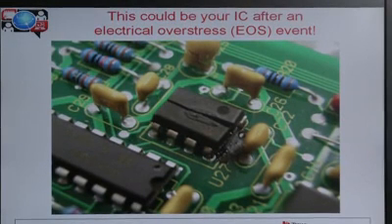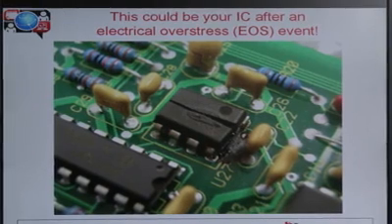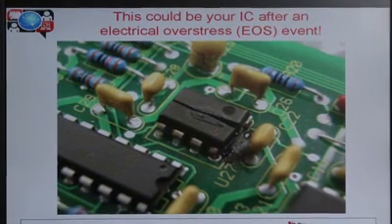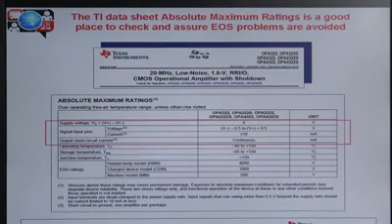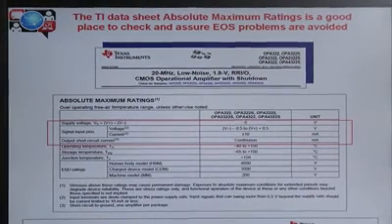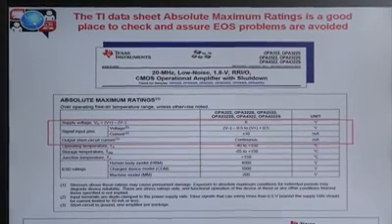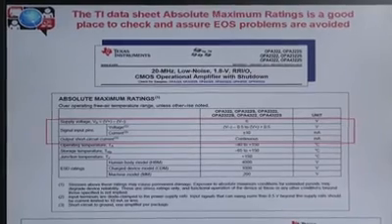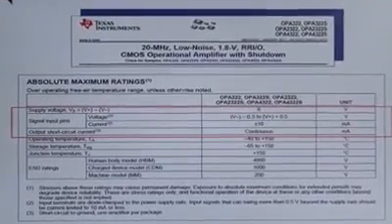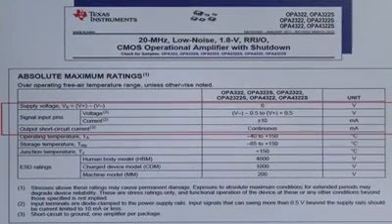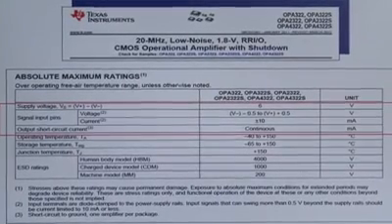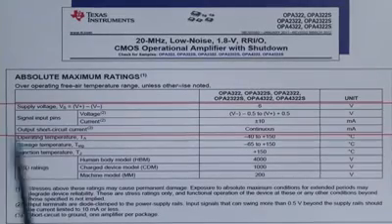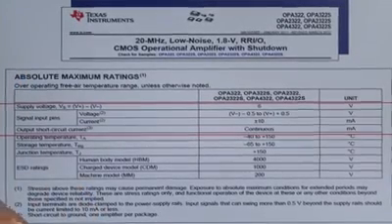EOS events may not be this dramatic. They may be much more subtle, but may result in damaging the integrated circuit. When designing a circuit, it's not only important to look at the electrical specifications, but also the absolute maximum ratings of the integrated circuit. In this case, this is an OPA322 CMOS operational amplifier. If we look at the absolute maximum ratings, anything that exceeds these ratings is EOS.